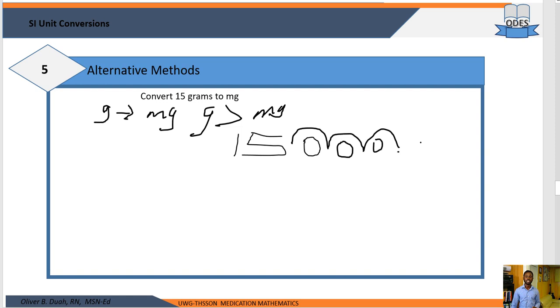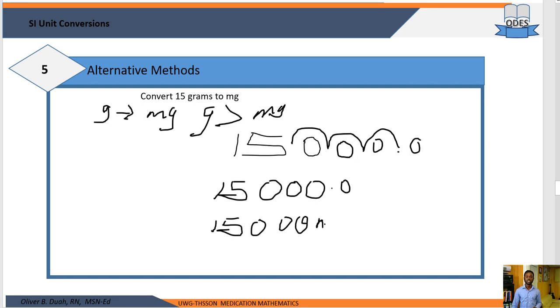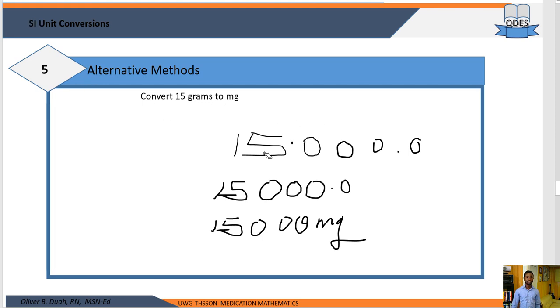So we are just going to add zeros in between, and 0.0. So we have 15,000, and therefore we have 15,000 milligrams. Okay, so let's do another example just so you understand this.